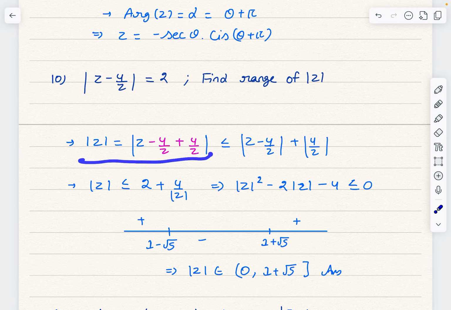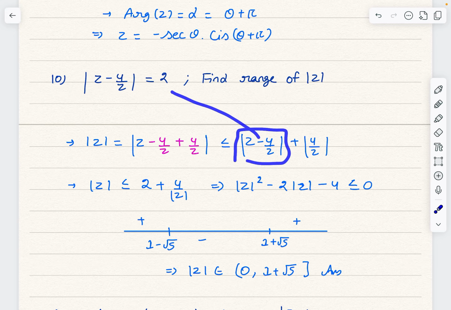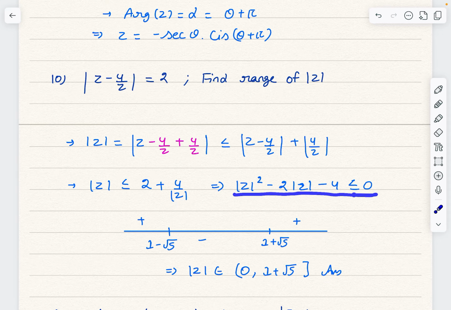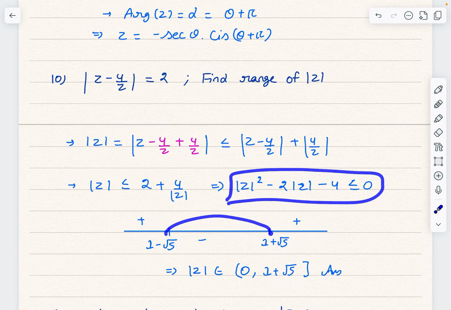And you know the left value is just |z| only, less than or equal to this value, which is given as 2 already. So we get |z| less than or equal to 2 + 4/|z|. Take LCM, we get |z|² - 2|z| - 4 less than or equal to 0. When you use the wavy curve method, the roots will be 1 - √5 and 1 + √5. Positive, negative, positive. You want less than or equal to 0, so you should lie between the roots.